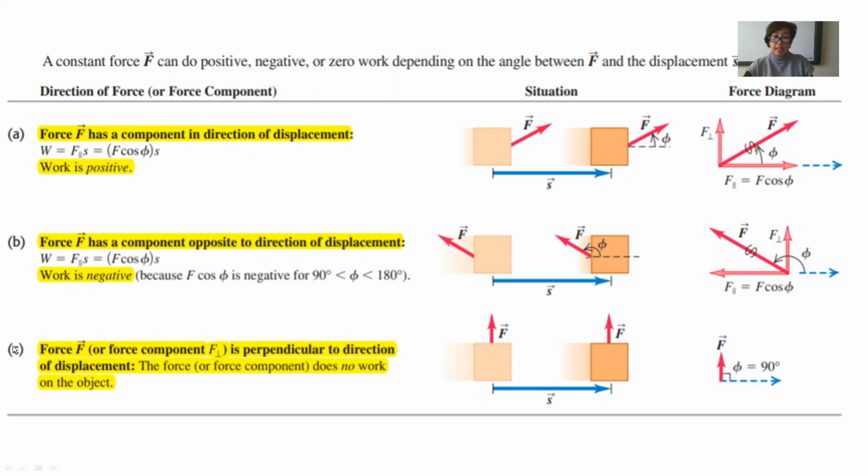And part number C, force F or force component F perpendicular is perpendicular to the direction of displacement. The force or force component does no work on the object here because the angle equals 90 degrees.